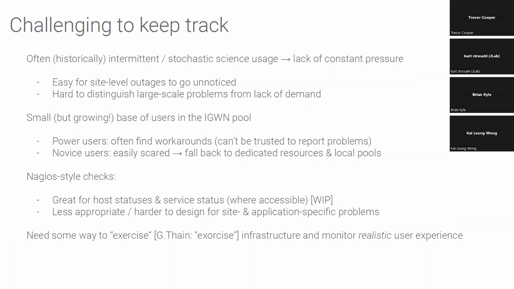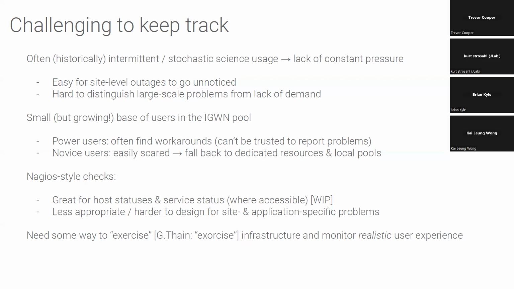In the past, there would be huge bursts with relatively rare detections. That's less of an issue now that we're getting so many. But that lack of constant pressure means it's actually really easy, particularly for site-level outages, to go unnoticed. We're not paying enough attention. And it's even sometimes hard to distinguish larger scale problems from just the lack of demand.